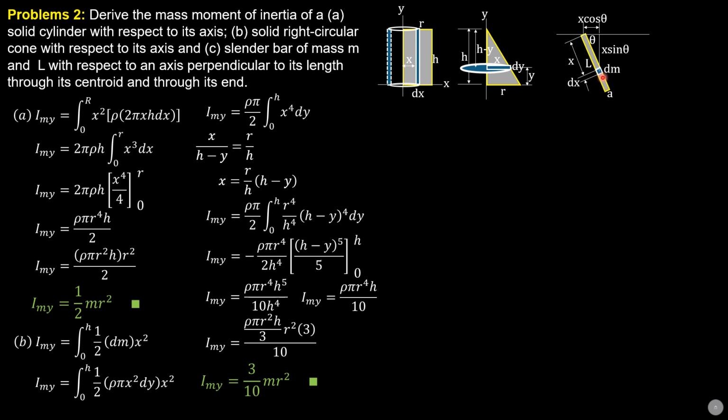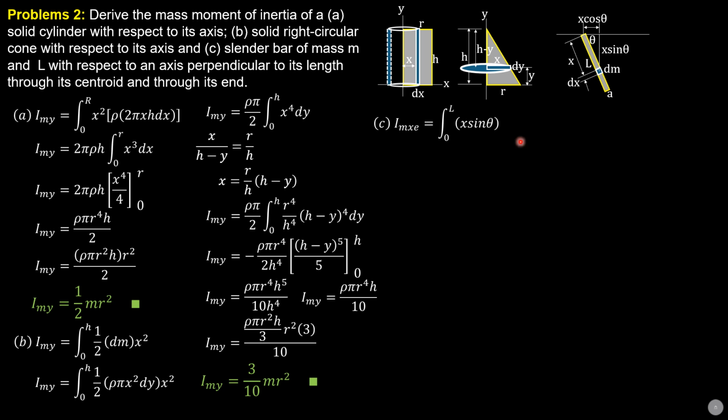So the mass moment of inertia with respect to the x-axis, this is horizontal, through the end, I call that I_mxE, is the integral of the constant distance squared, which in this case is (x sine theta) squared, times the differential mass. And the differential mass here is density times differential volume. Now the differential volume is simply the cross-sectional area, which is A, times the length differential dx.